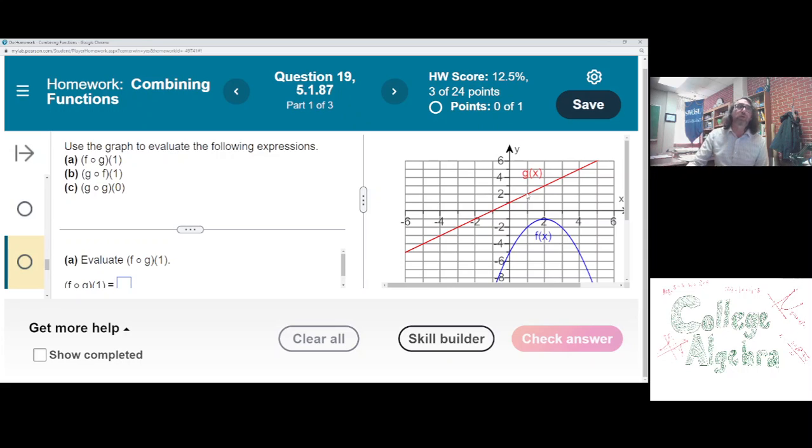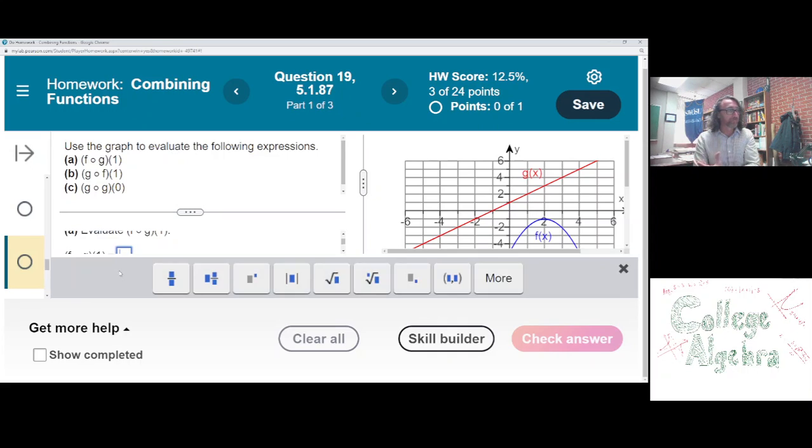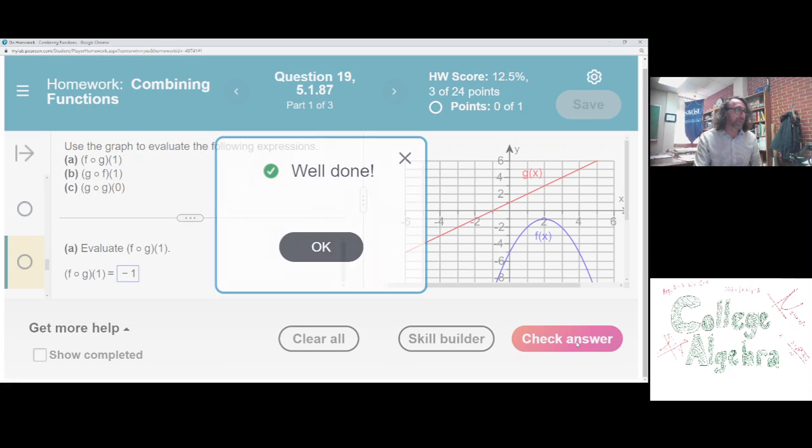Now, what do we do with that 2? Well, we take that 2 and we use it as the input to f, because it's f of g of 1. So we're using 2 as the input to f, because remember, 1 was the input used for g. 1, 2 is on the graph, so g takes in 1, gives us 2. We take the 2 and give it to f, and that gives us negative 1. So negative 1. And then check answer. Great.